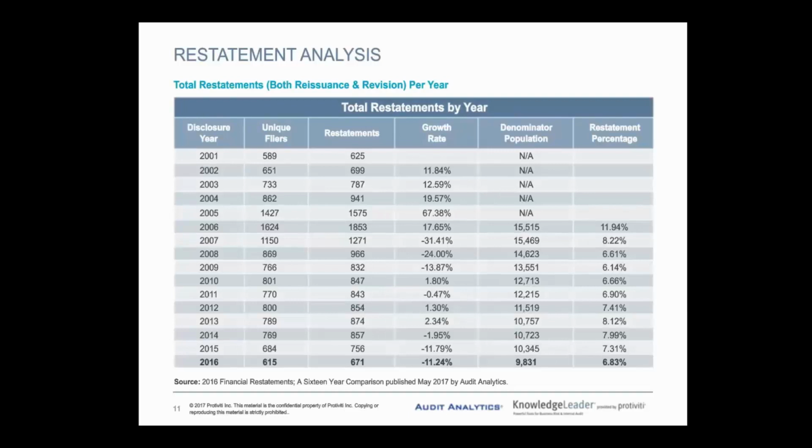I find this table interesting because it not only gives you the number of unique filers and the restatements, but it takes a closer look at both the growth rate and the denominator population, in terms of what the actual population of companies was that could have a financial restatement. So this shows a couple of things: not only the growth of restatements from one year to the next, but if you look at the denominator population, and we've done some recent research on this, you can see a somewhat steady decline in the total number of SEC registrants dating back from 2006 to present.